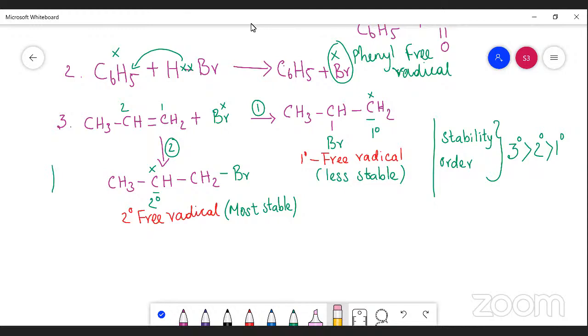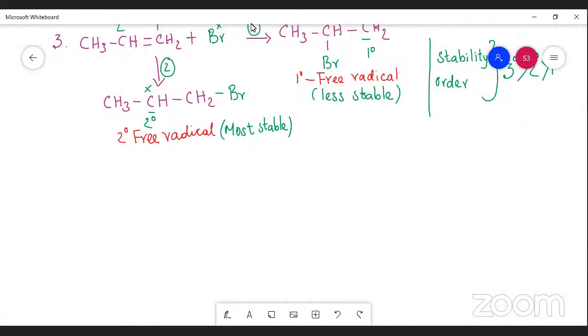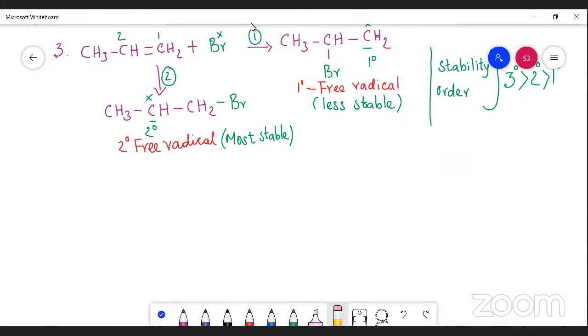So it is reacted with HBr. What will happen? The secondary free radical is reacted with H-Br, HBr. Then the hydrogen free radical is going to attack this secondary carbon and make a product. So what is the product?